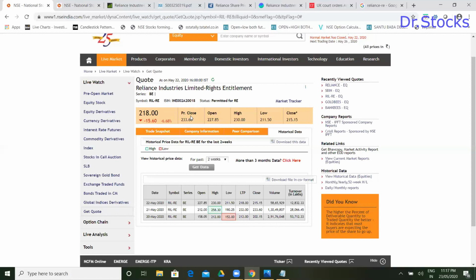Now, moving on to how to make a specific advantage or profit with this particular component is one more important thing we are going to see. Right now this Reliance RE has started to trade from May 20 and it is going to trade till the end of this month.